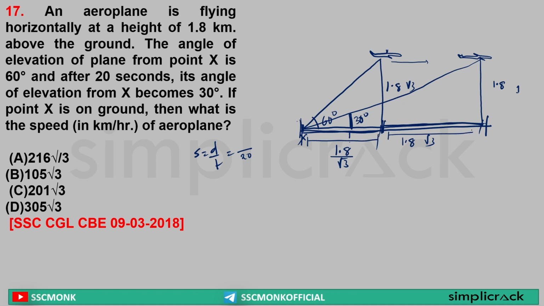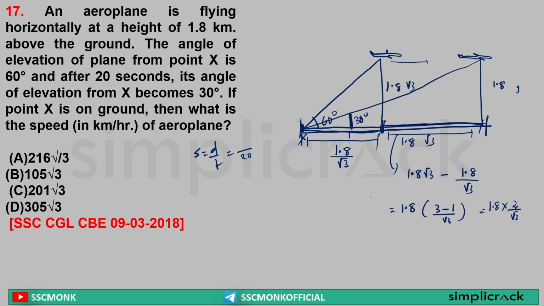So what is the remaining distance? Sir, the remaining distance is equal to 1.8 root 3 minus 1.8 by root 3. So let's take 1.8 common. So this is root 3 minus 1 by root 3. So root 3 minus 1 by root 3 is equal to 3 minus 1 by root 3. That can be written as 1.8 into 2 by root 3. Yes or no? Yes, sir.